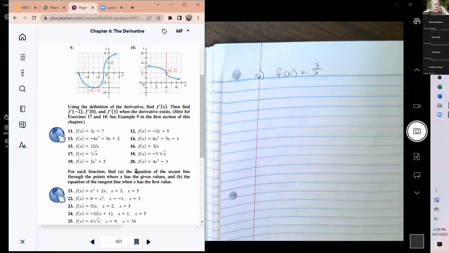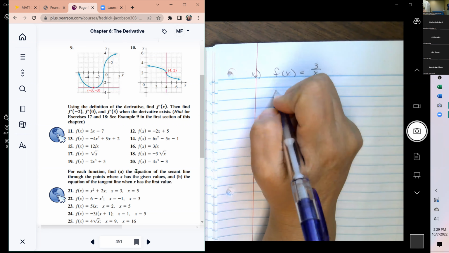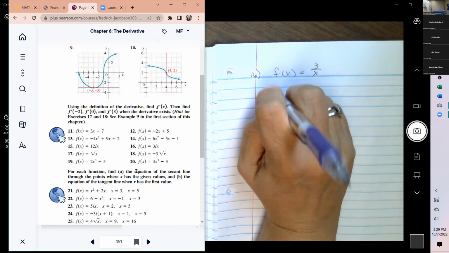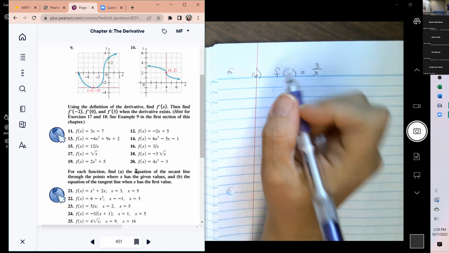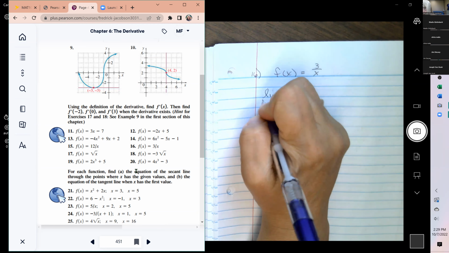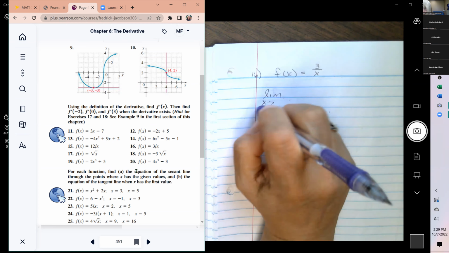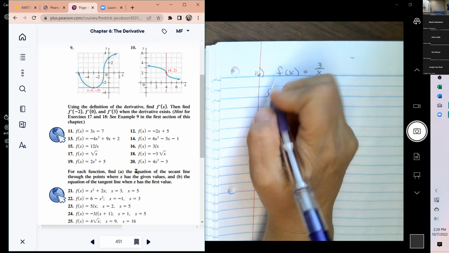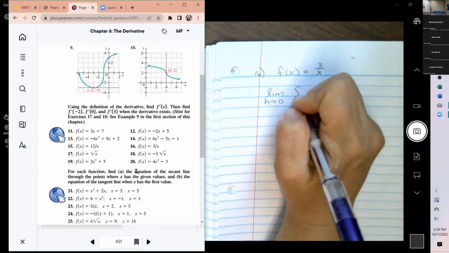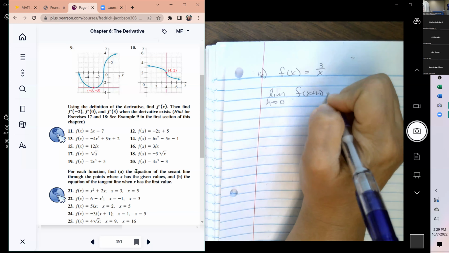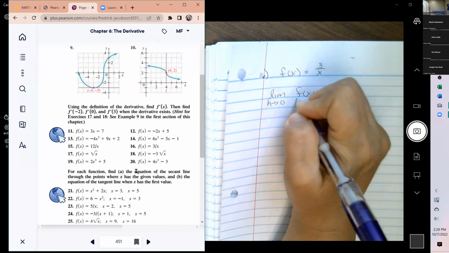So we have this function and it says, use the definition of the derivative to find f prime of x, then find it at -2, 0, and 3. So we want to find the limit as h approaches 0 of f of x plus h minus f of x, all over h.